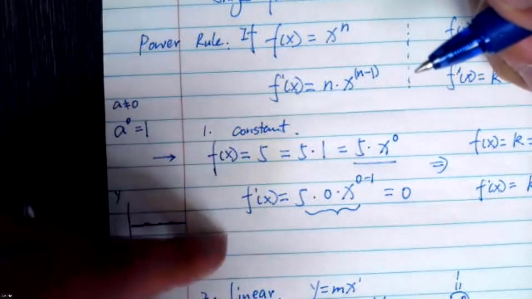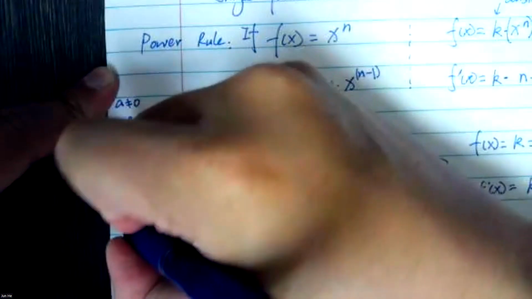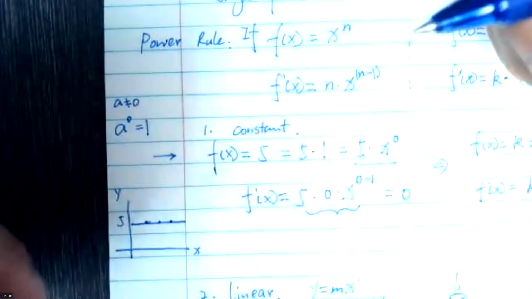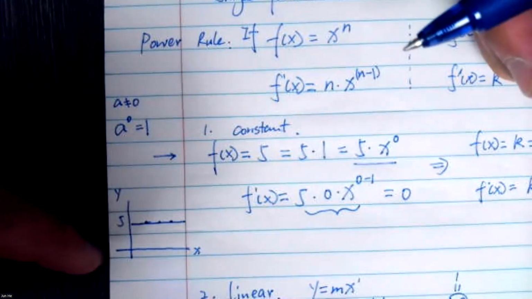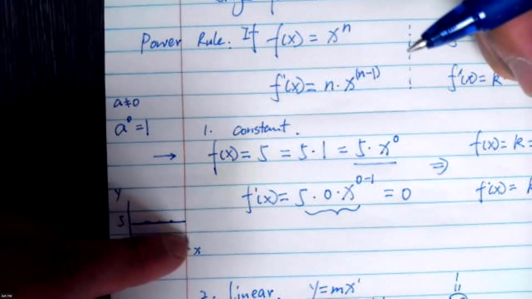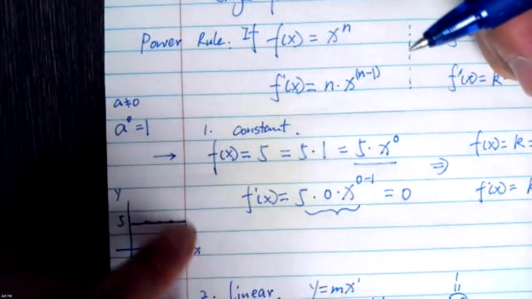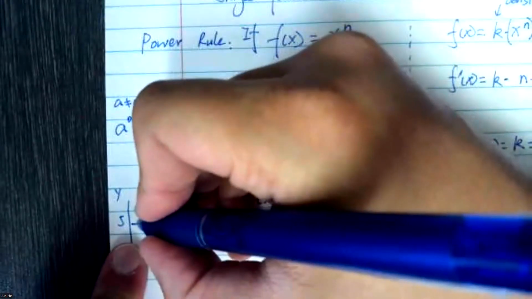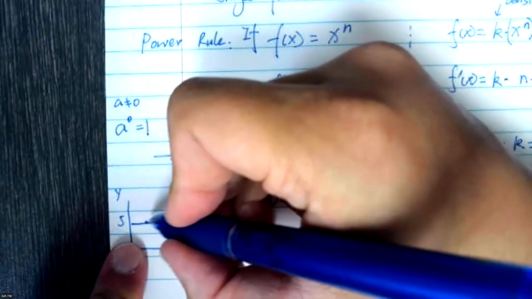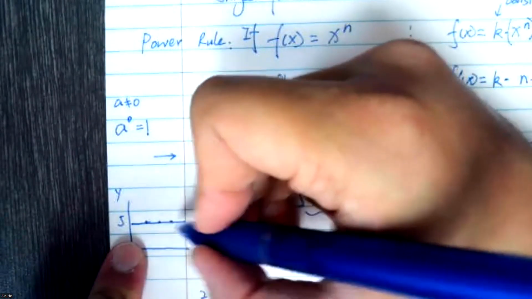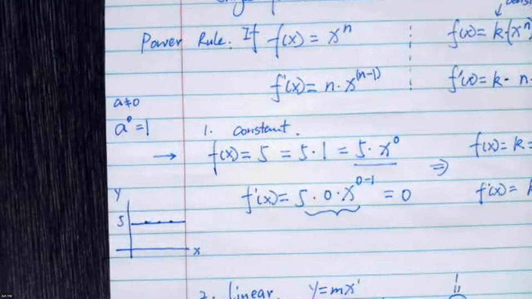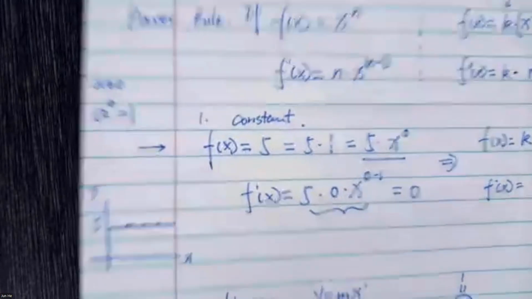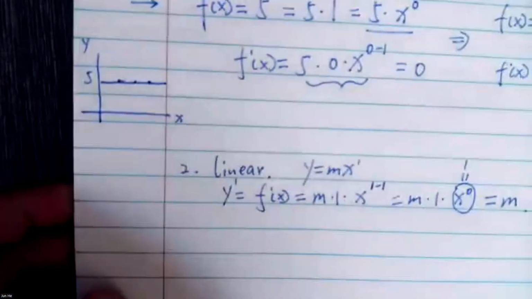It's still 5 everywhere, right? In this case, the instantaneous change is nothing. That's why its derivative is nothing. All right? Or if you think about the tangent line at this point, it's still going to be a horizontal line, and the slope of that horizontal line equals 0.